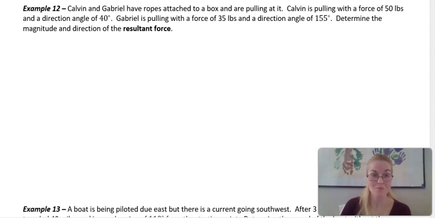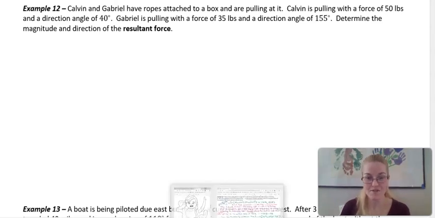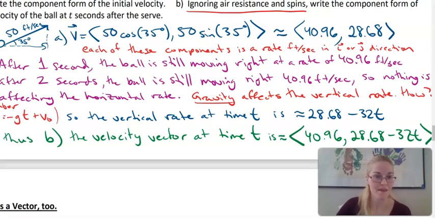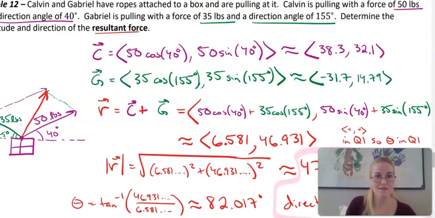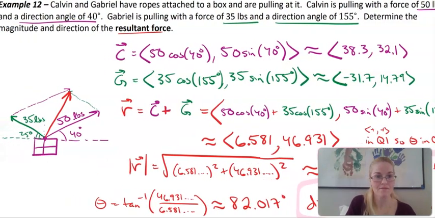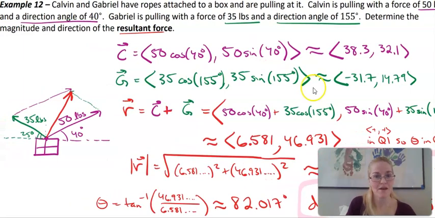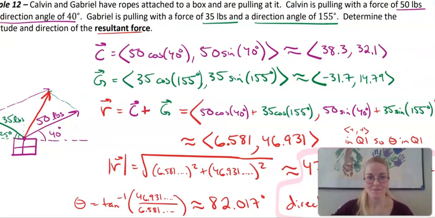Okay, assuming that you have paused the video, we're going to save ourselves a little bit of time and go straight to this. So, you're scrolling down. Here's the picture that I came up with. Right, it looks something like this. So, Calvin, 50 pounds. He is pulling at a direction angle of 40. So, what can I say the vector is? I can say Calvin's vector is 50 times cosine of 40 degrees, comma, 50 times sine of 40 degrees.